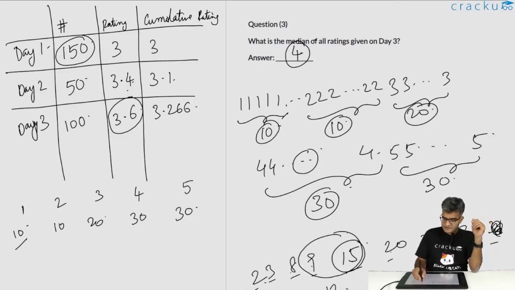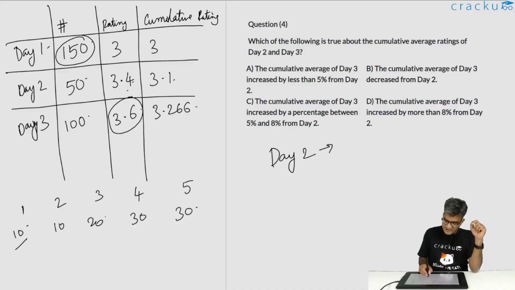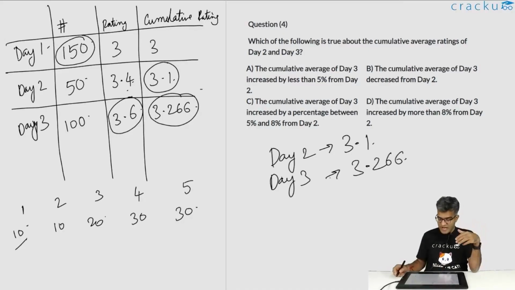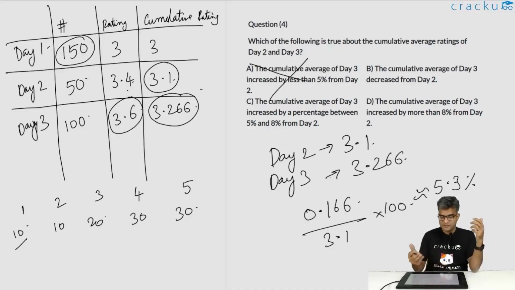Let us look at the next question. Which of the following is true about the cumulative average ratings of day 2 and day 3? The cumulative average rating of day 2 is 3.1. We know that. The cumulative average of day 3 is 3.266, which is over here. So the average increase will be 0.166 divided by 3.1 into 100. This will approximately come to 5.3%. So the correct answer is that the cumulative average of day 3 increased by less than 5%. This is not true. It increased by more than 5%.